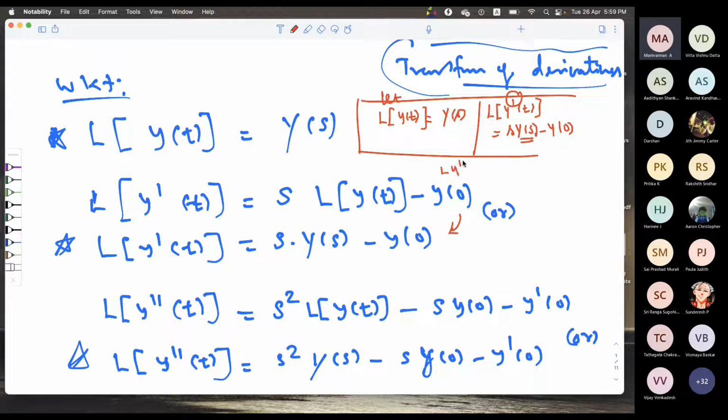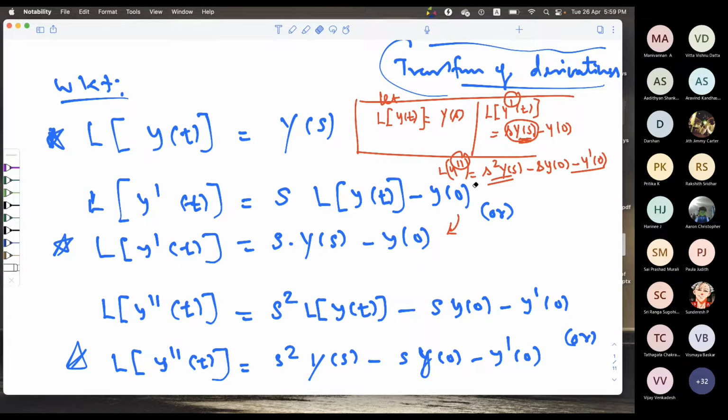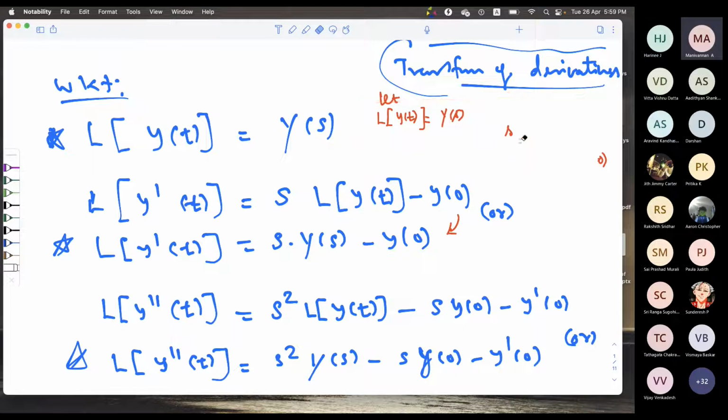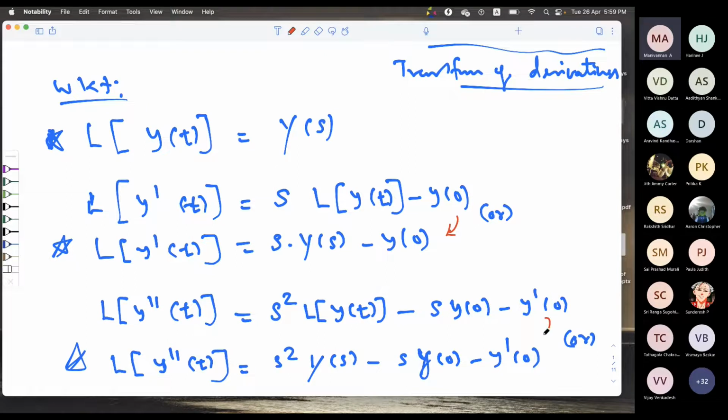In the same way, if I want to compute L of y double dash, the highest derivative here is 2, so s square starts with Y of s. Only one term, this Y of s, is involved with s only. The remaining terms are the initial conditions along with s. So s into y of 0 minus y derivative of 0. Is it clear? Yes, sir. Okay, so those are the conditions for applying Laplace transforms in your problem. This is the way we compute and apply the things.